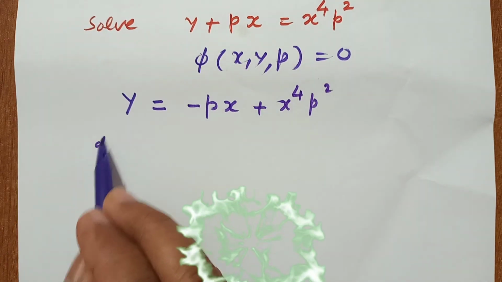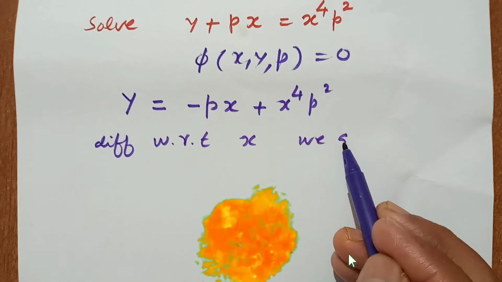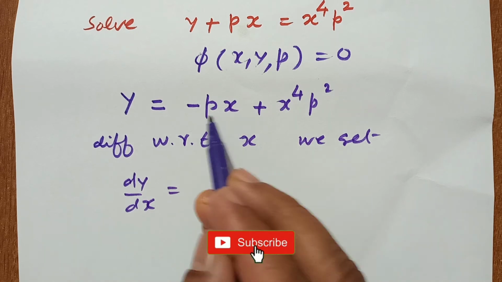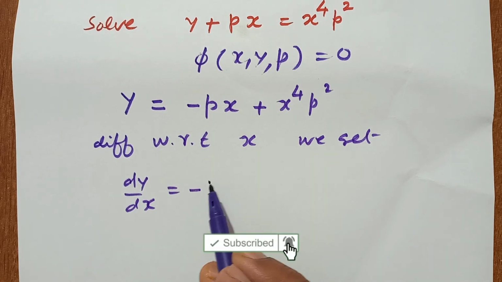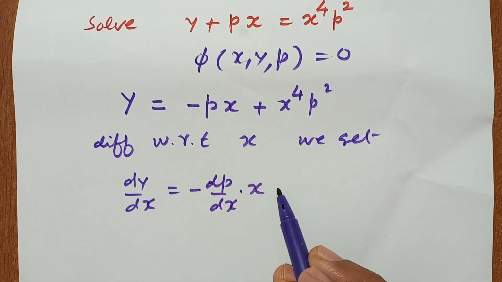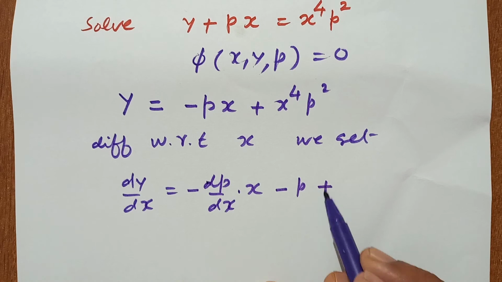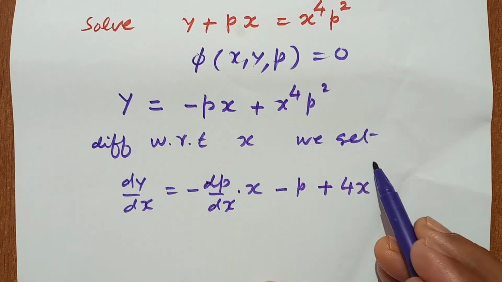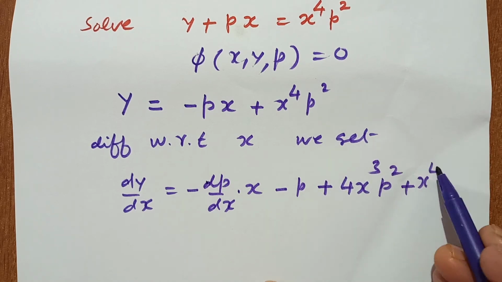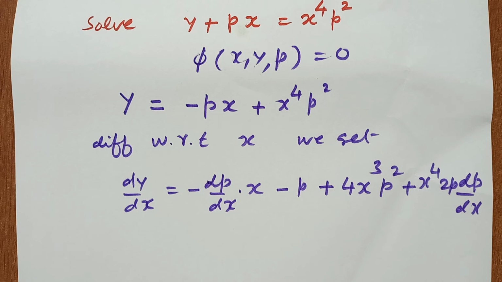Now differentiating with respect to x, we get dy by dx equal to, here product of two functions, minus p, differentiation of p is dp by dx and x as it is, plus minus p, differentiation of x is 1, plus product of two functions, 4x cube p square as it is, plus x to the power 4, here 2p dp by dx. This is the next step.